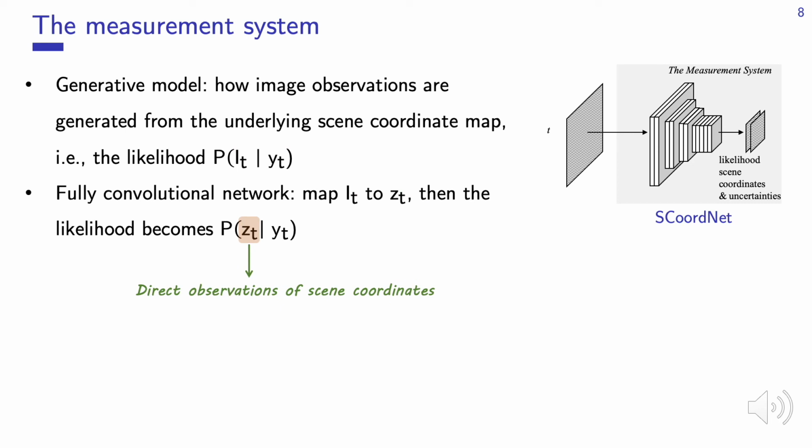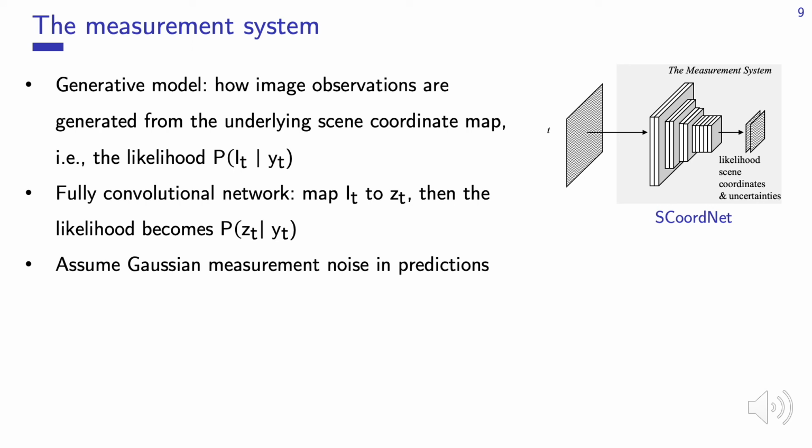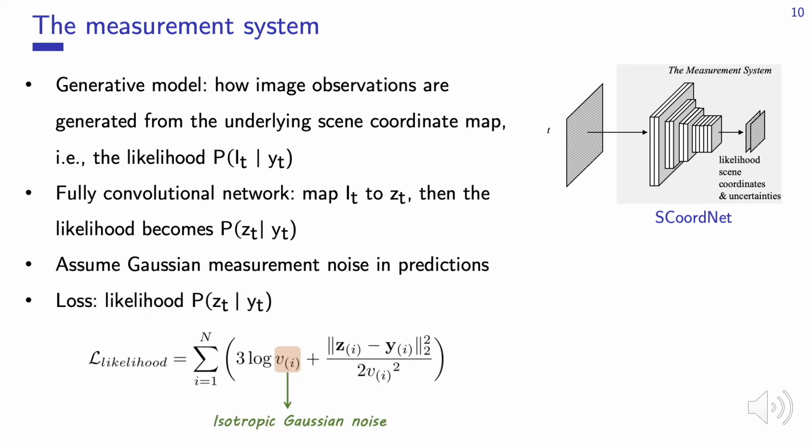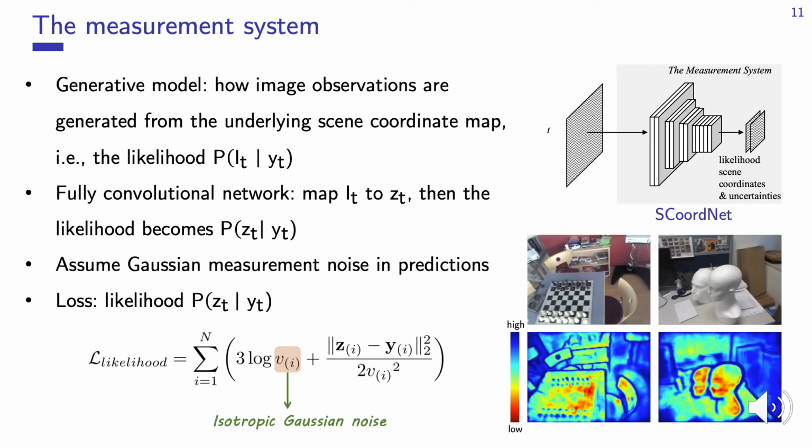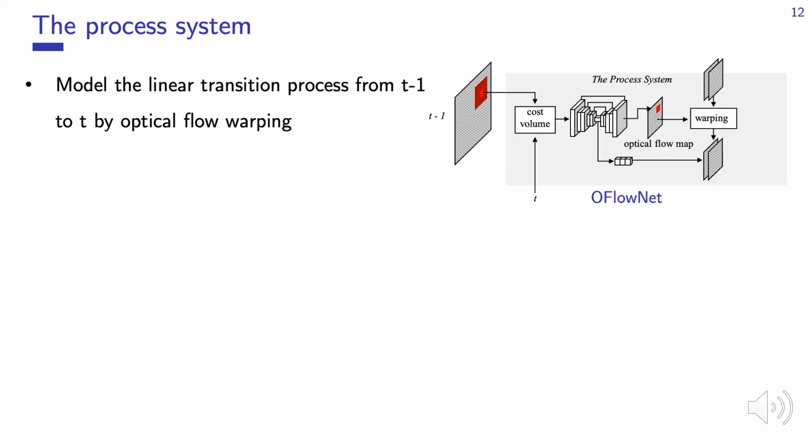However, directly modeling the relationship between image observations and the scene coordinates is difficult. Therefore, we first use a fully convolutional network called SquareNet to map the image observations to scene coordinate predictions. Then we assume Gaussian measurement noise in the predictions. Finally, we define the loss based on the likelihood. The figures visualize the variances of noise.